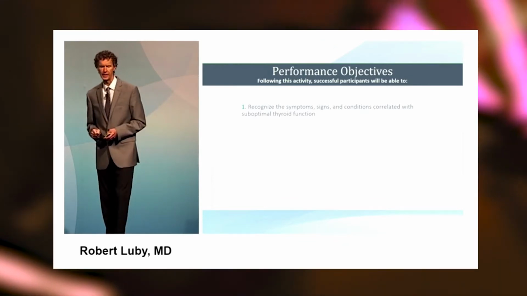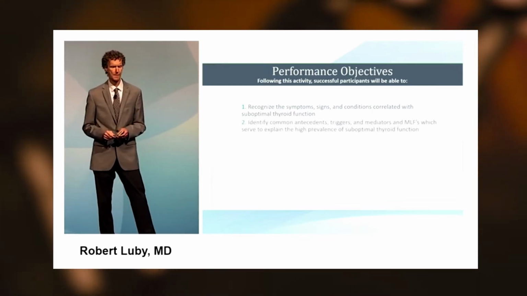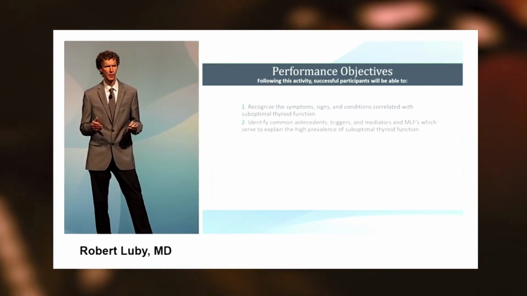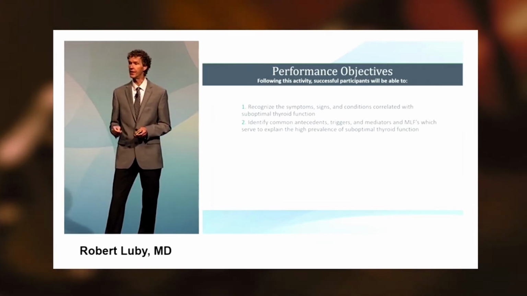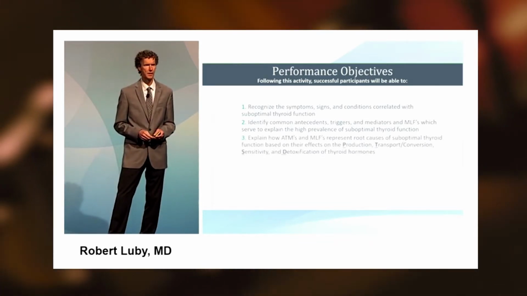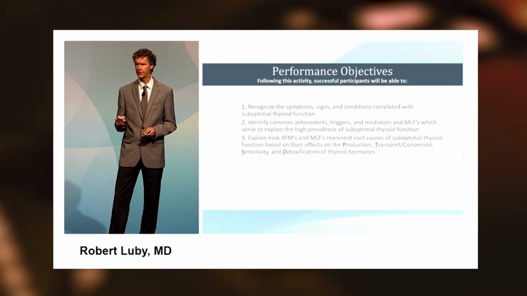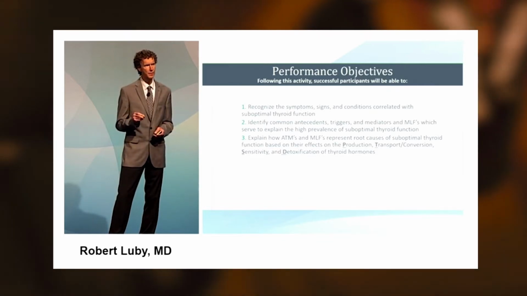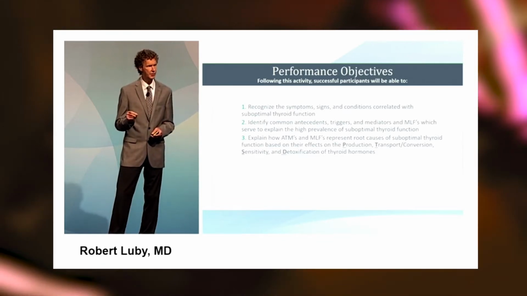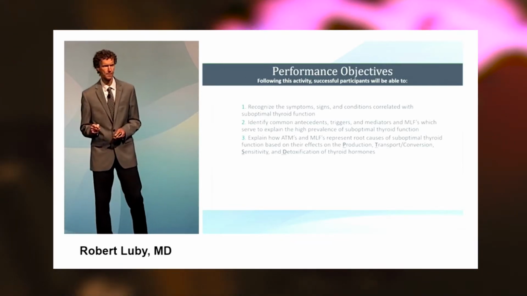Our performance objectives. First, we'll start with signs, symptoms, and conditions that are correlated. Next, what you've learned in this course so far. How do those ATMs explain the high prevalence of thyroid dysfunction? Next, PTSD. You've just been introduced to that. The antecedents, triggers, and mediators that you've learned about influence production, transport, conversion, and sensitivity of thyroid hormone.